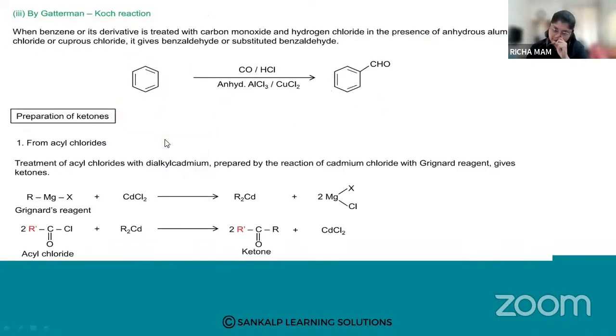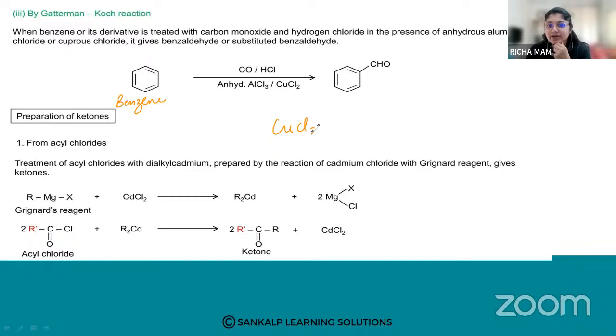Then we had discussed the Gattermann-Koch reaction. So what is the Gattermann-Koch reaction? In the Gattermann-Koch reaction, we are taking benzene. Then we are reacting our benzene with carbon monoxide in the presence of hydrochloric acid and anhydrous aluminum chloride, or we can take cuprous chloride.